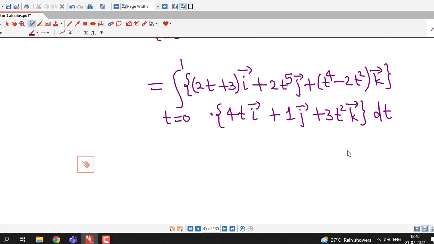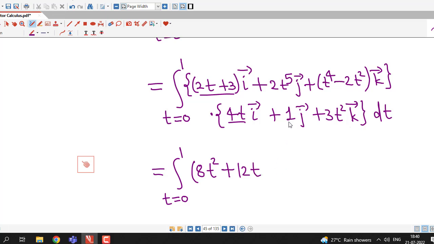Now we consider the dot product of two vectors. We have to take the product of corresponding components. Here the first component is 2t plus 3, here 4t, so we multiply 2t plus 3 with 4t, that is 4t into 2t, which is 8 times t square, plus 3 into 4t, that is 12t.